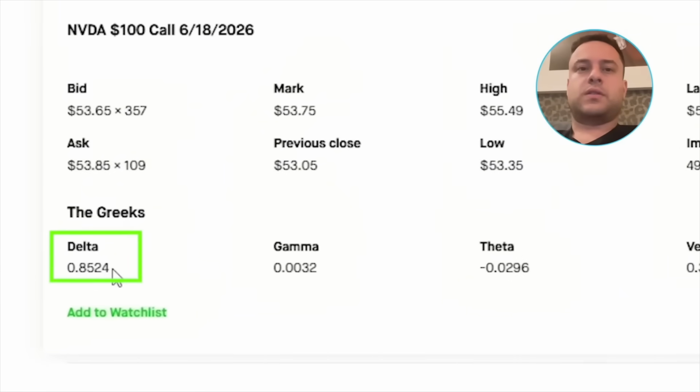Because the delta here is 0.85, and the delta really explains how this option behaves. So when the stock goes up $1, the option goes up the same $1 multiplied by the delta. So if it's a 0.85 delta, then it's going to go up 85 cents.